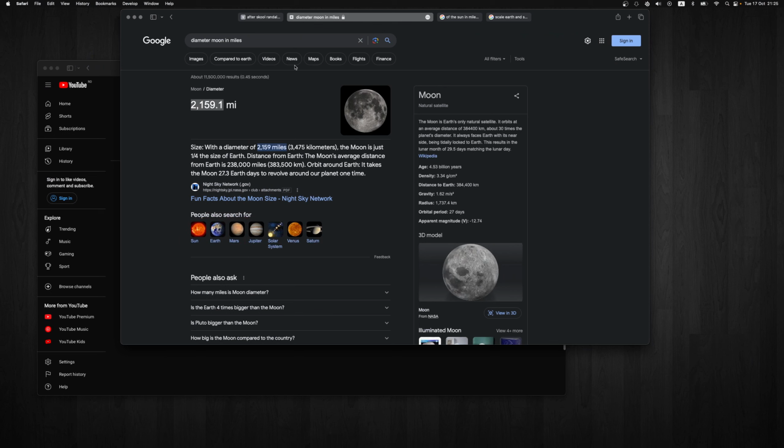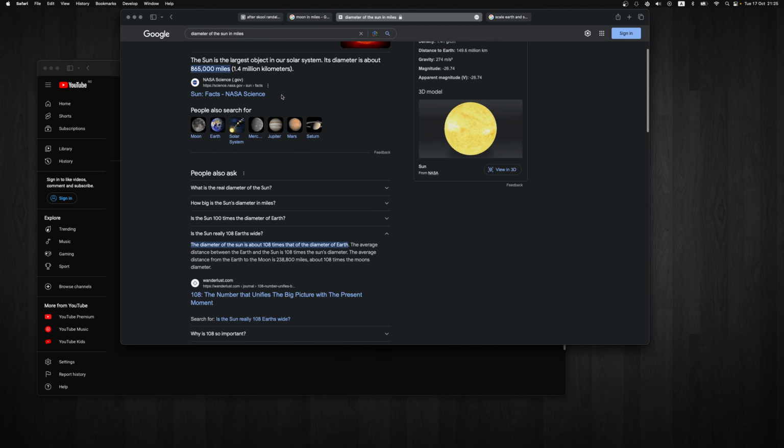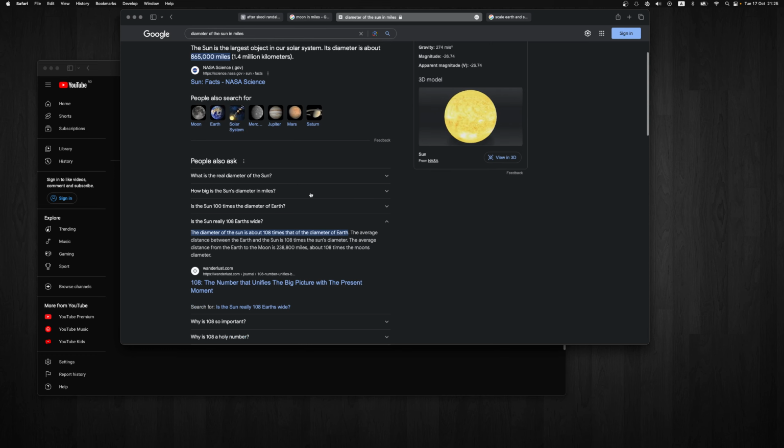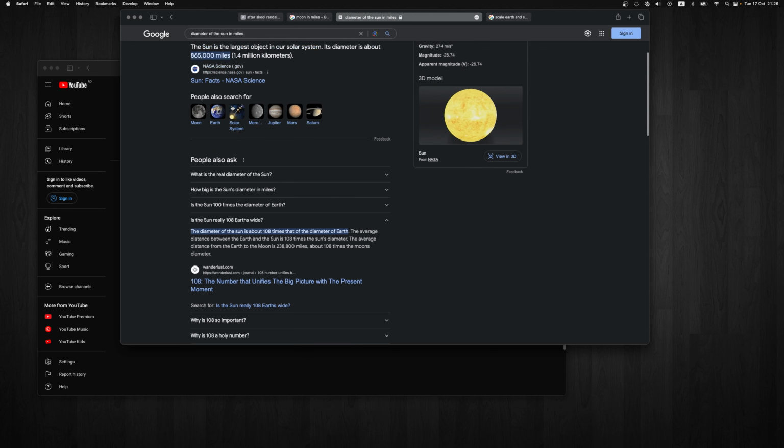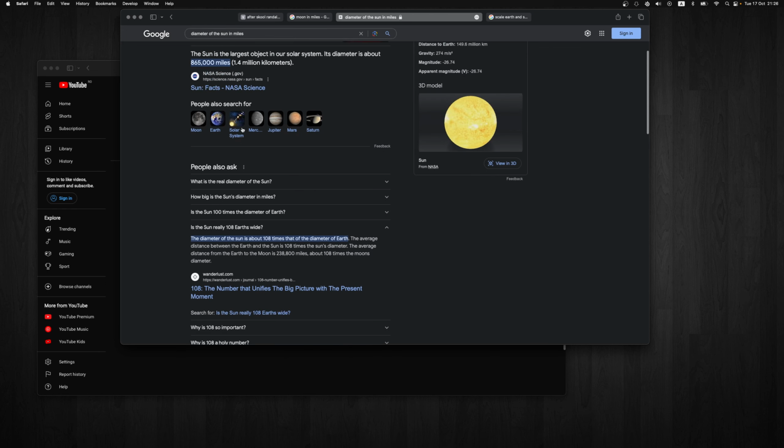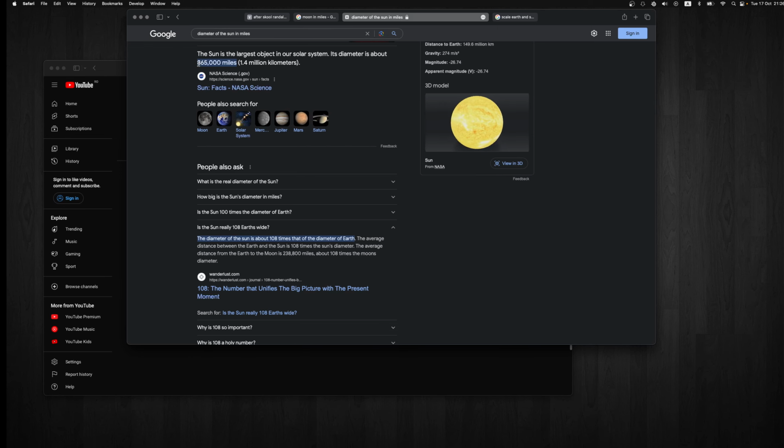If then you take the radius of the sun, or the sun in miles, the diameter of the sun, the radius is obviously just half. It's very close. It kind of depends on the measurement or whatever, like which page you find, but it's roughly 864,000, right?